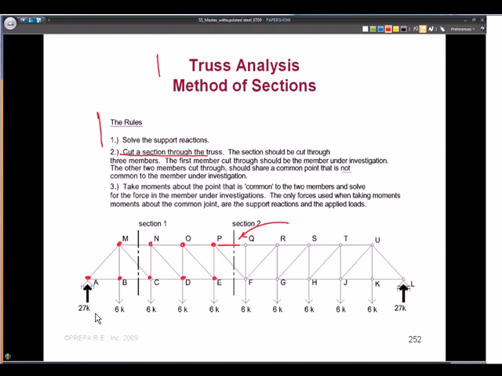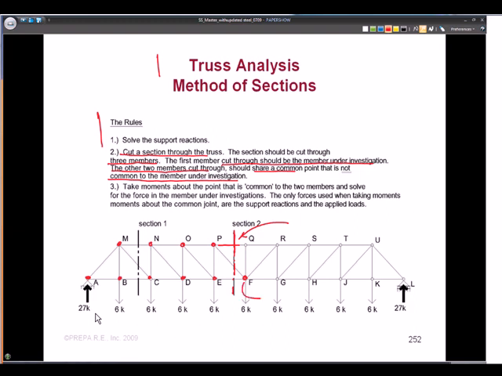So let's see if we can do the method of sections and find that force in member PQ much more quickly. So the section should be cut through 3 members. The first member cut through should be the member under investigation, so we want to cut through PQ. The other 2 members cut through should share a common point that is not common to the member under investigation. So we're also cutting through PF and EF, and they share this common point of F out here, okay?